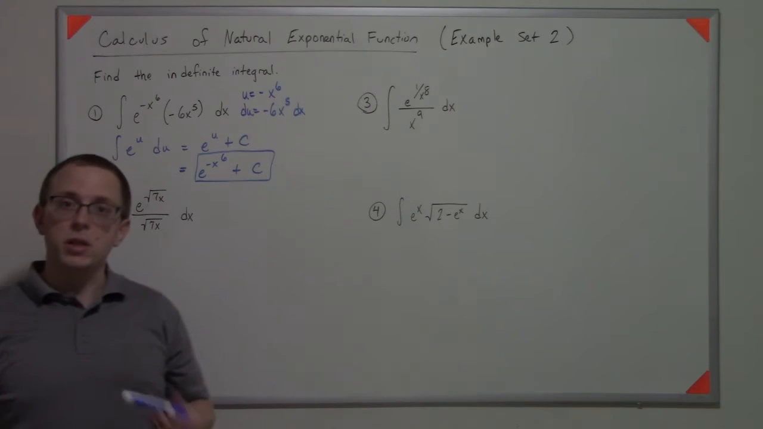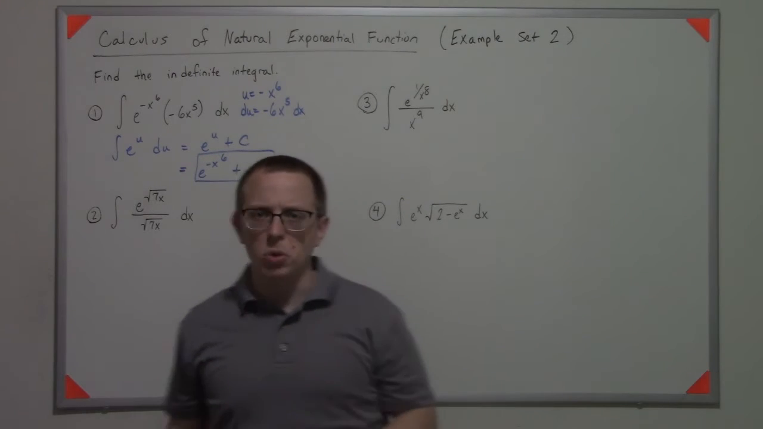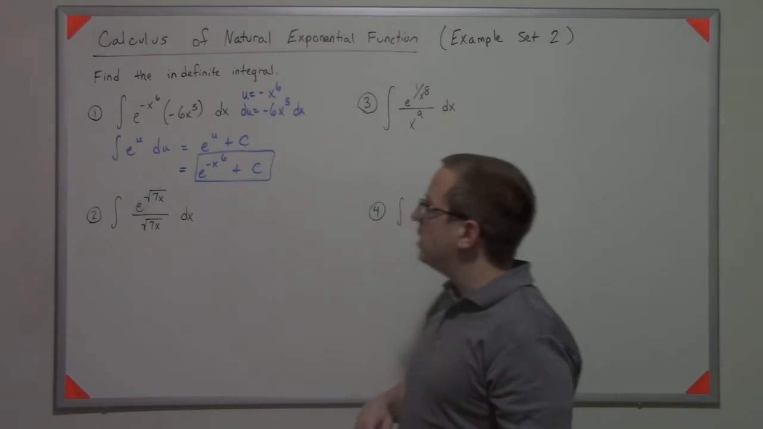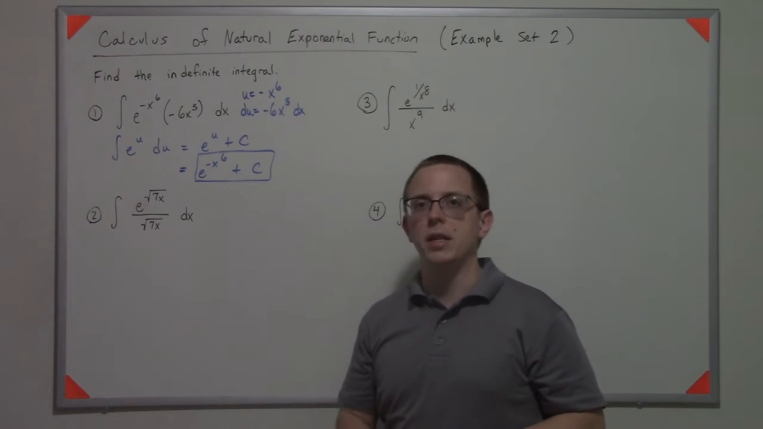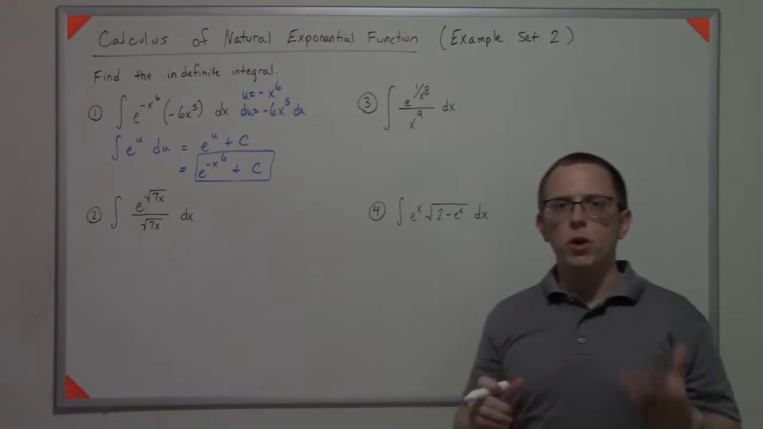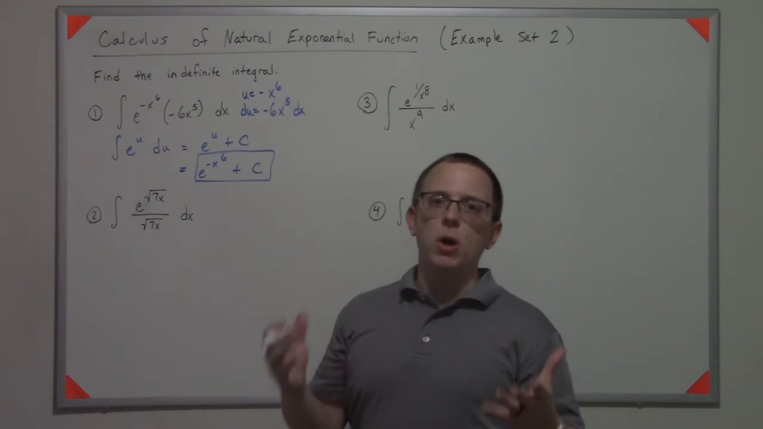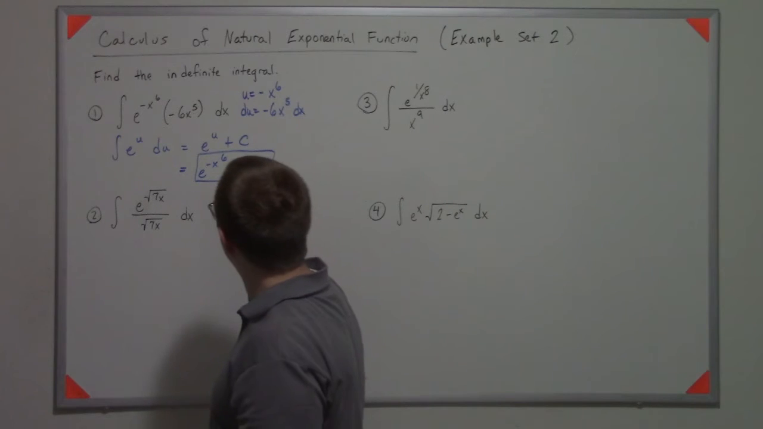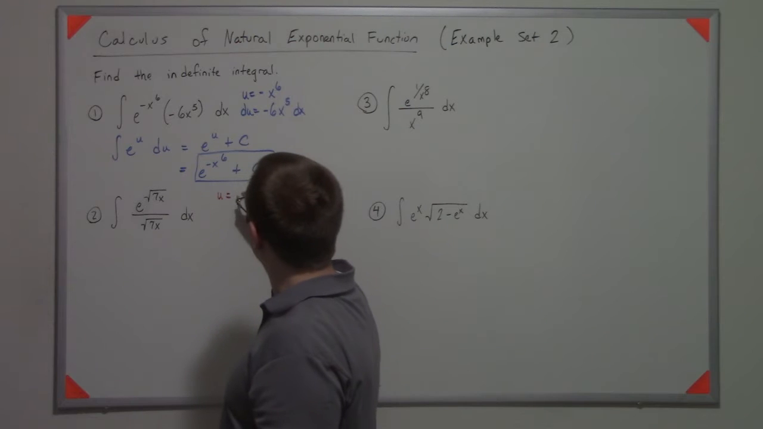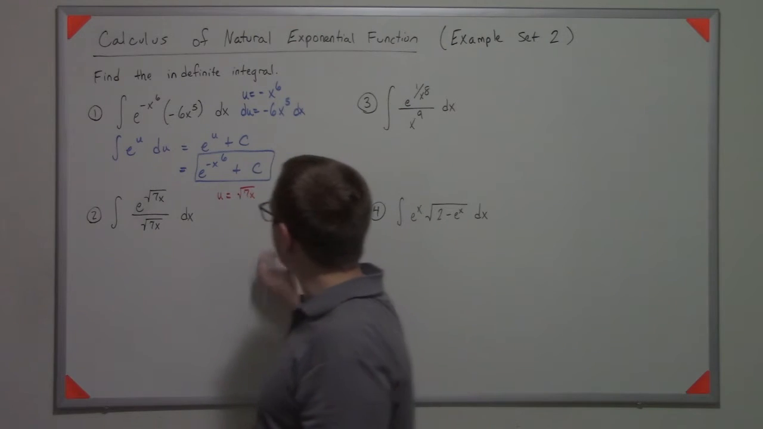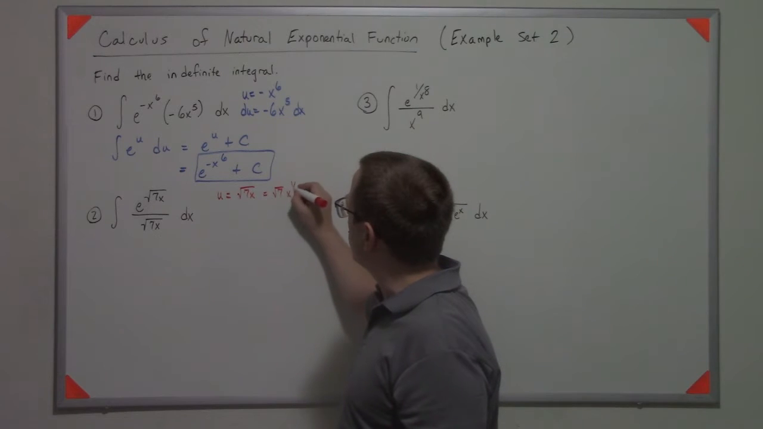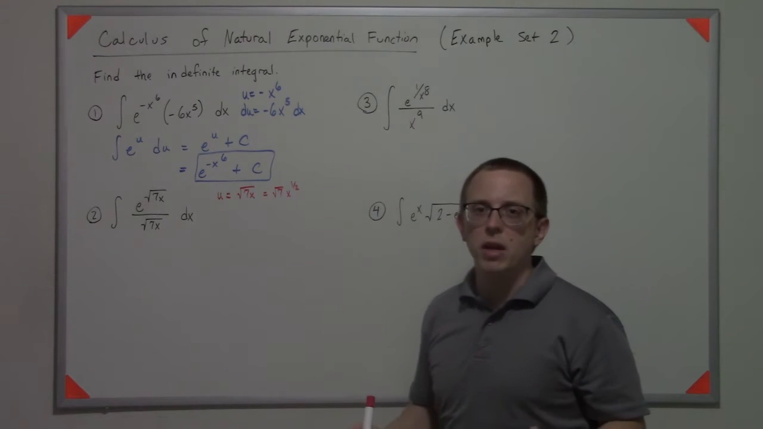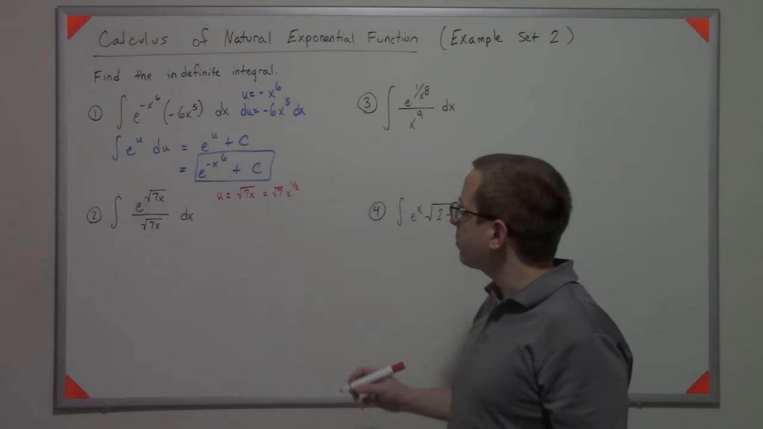Now let's do something that's a little more complicated, but has a similar process. We have e to the square root of 7x divided by the square root of 7x dx. So if we're going to do this, let's say I'm going to let u equal the square root of 7x, which is like saying the square root of 7 times x to the 1/2, because that might make your life a little easier.